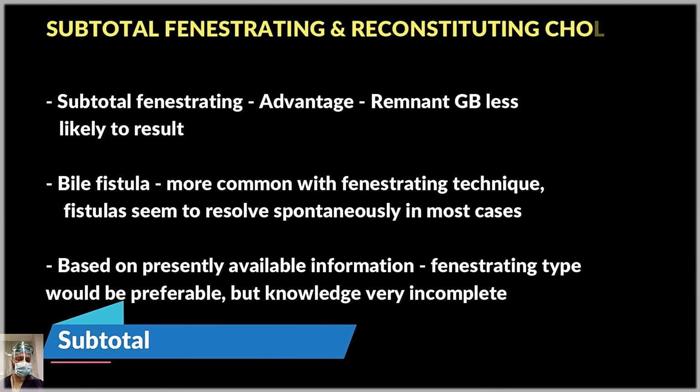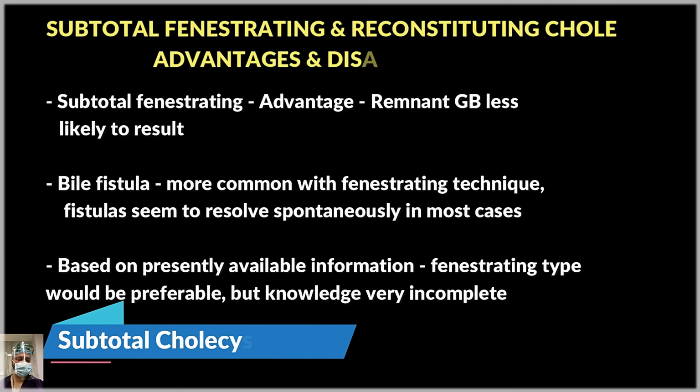So in the fenestrating type, the biggest advantage is that there is no remnant GB, and there is no or less possibility of later developing cholecystolithiasis in the remnant GB. And again, closure of the cystic duct is difficult as things are inflamed, so there are comparatively higher chances of biliary fistula with the fenestrating technique as compared to the reconstituting type. As friends, you can understand, in reconstituting we are closing the GB stump with the help of sutures, so those chances of biliary fistula are less.